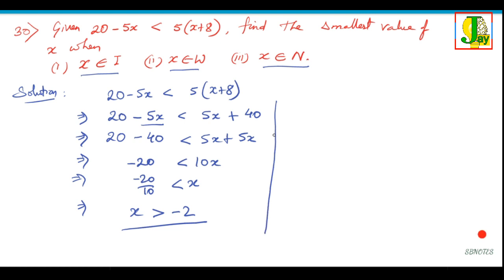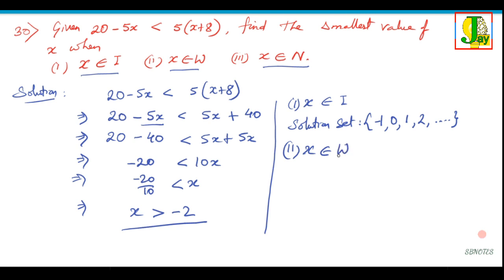Now in the first case, our replacement set is x belongs to integers. Now integers, we can take all the numbers. So solution set becomes greater than -2, we have -1, which is an integer, 0, 1, 2, and so on. Never ending list. Okay, let's see the second one.